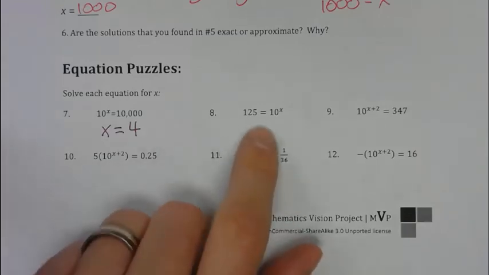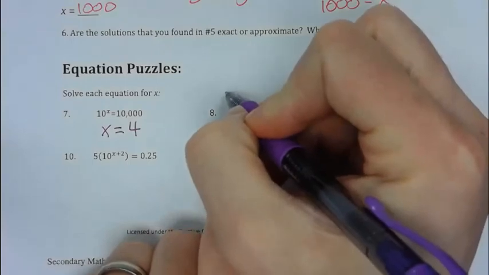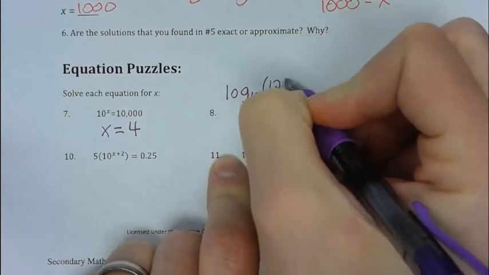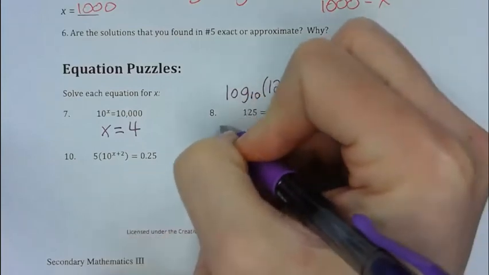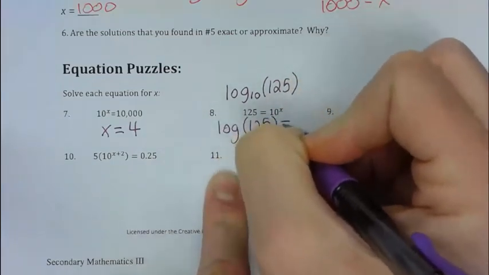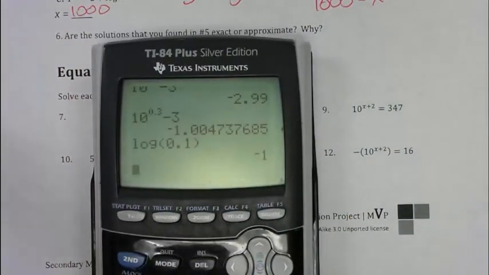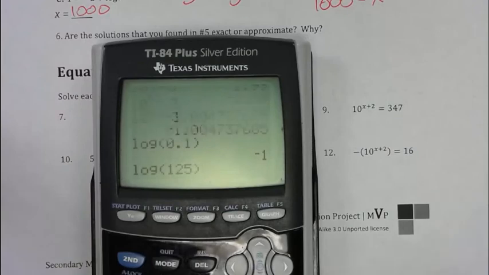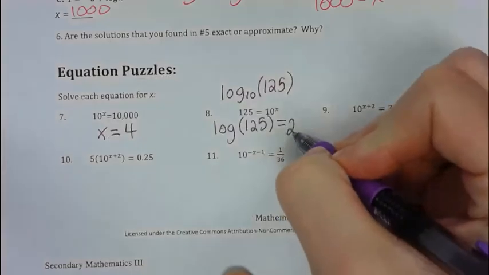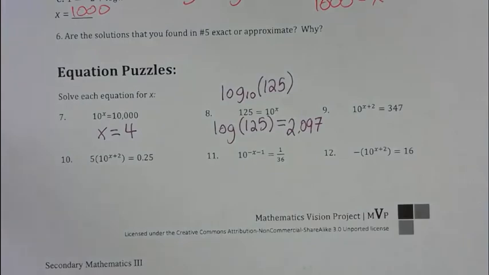We just basically have to rearrange this exponential equation into logarithm form. So the logarithm form of that would be the log base 10 of 125. Or if we go to our calculator, log button of 125 would be our answer. And so log of 125 equals 2.097, which you could round to 2.1 if you so chose.